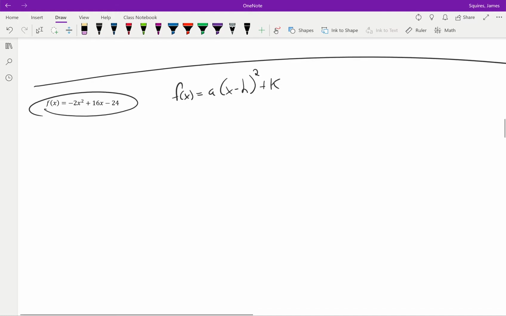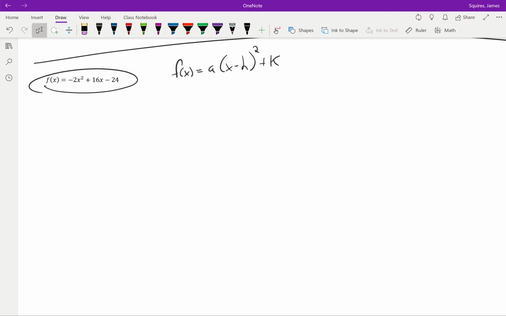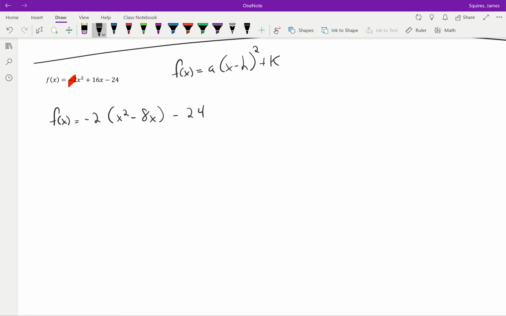Alright, so the way that we are going to do this is first we look at our terms that have x in them, and we factor out the coefficient in front of our x squared term. So we factor out a negative 2 from negative 2x squared plus 16x. So we get f of x equals -2 times (x squared minus 8x) minus 24. Remember, we just factored out of our x terms. We didn't factor out that -2 from our c term.